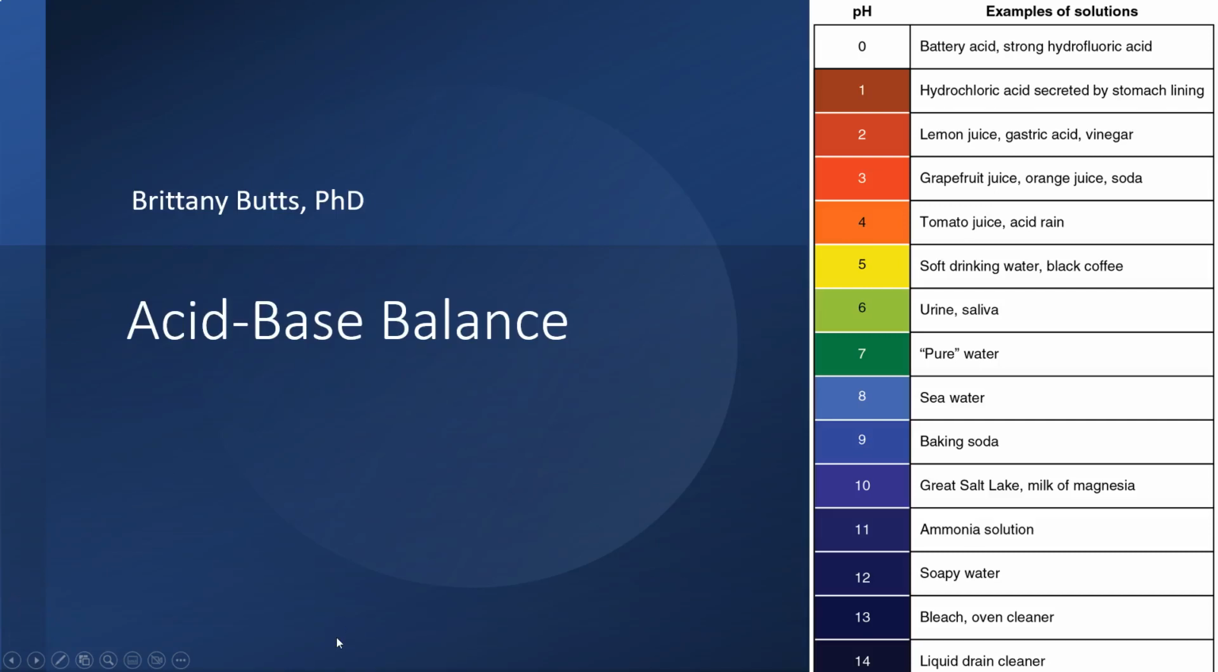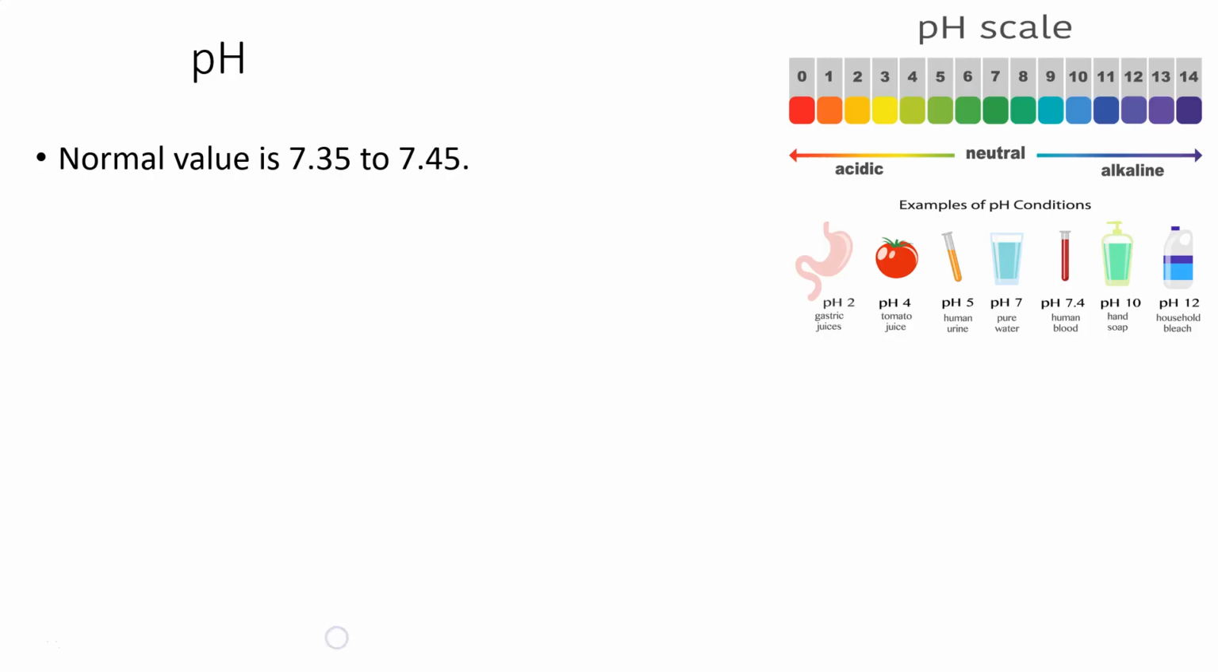In this video, we will have an overview of concepts that are key to understanding acid-base balance. Our proper physiologic function depends on a tight balance between the concentrations of acids and bases in the blood. And so we measure this acid-base balance with the pH scale.